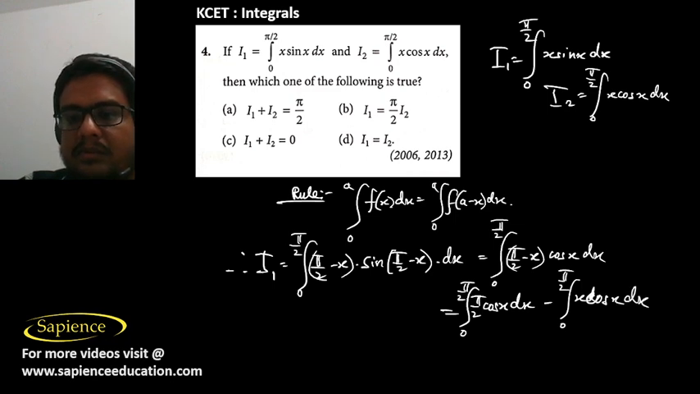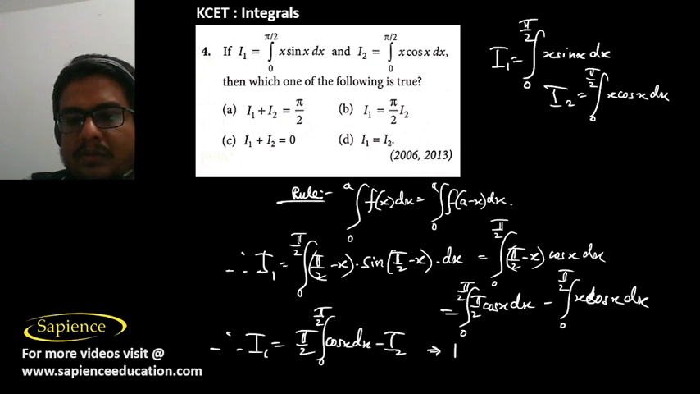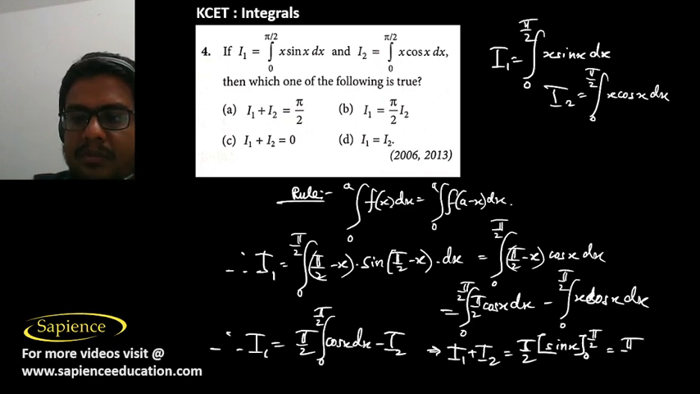Now this is I2. So therefore I1 is equal to pi by 2 into integral 0 to pi by 2 cos x dx minus I2. So therefore I1 plus I2 is equal to pi by 2 into integral cos x dx, that is sin x. So sin x goes from 0 to pi by 2, which is sin pi by 2, that is 1. So this is equal to pi by 2. So I1 plus I2 is pi by 2. So option A is the correct answer.